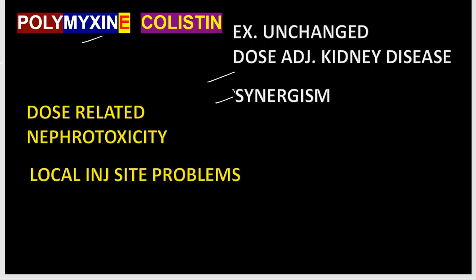The most important toxicity is dose-related nephrotoxicity. Then it can cause central nervous system toxicity like paresthesia, vertigo, slurred speech, ataxia, etc. Then muscle weakness and lingual paraphasia, etc. Then local injection site problems are important. Skin related issues, hepatotoxicity, and neutropenia are some other adverse reactions of the drug.